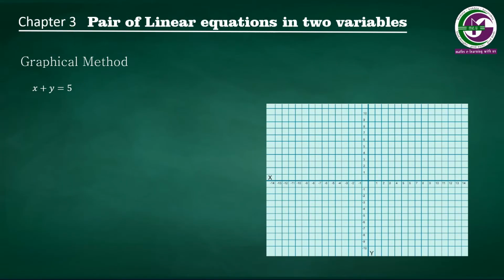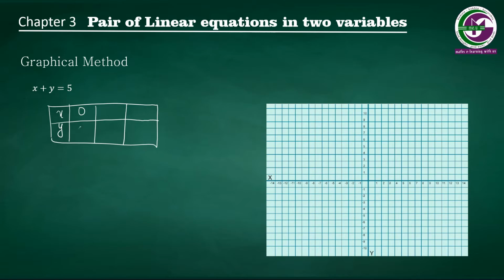Now the third case. Here it is x plus y equals 5, x, y. So when x equals 0, the y value is 5. When the y value is 0, the x value is 5. When the x value is 1, the y value is 4. Now I'm going to mark these points on the graph.